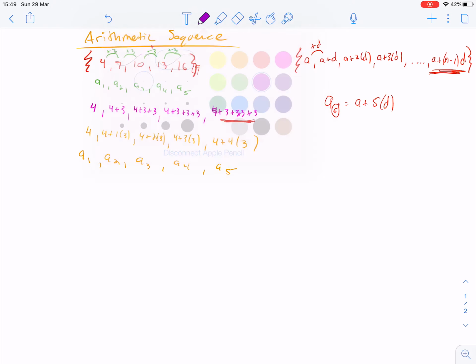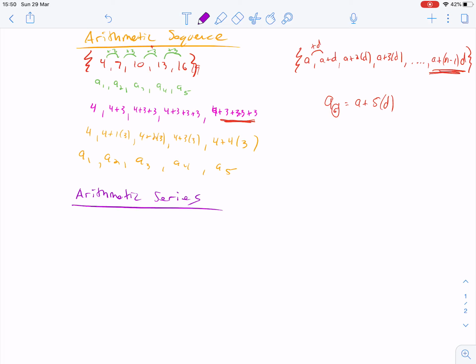So, an arithmetic series. We're going to notate it as S of n, S being series. Basically, an arithmetic series is when we take an arithmetic sequence, whether it's finite or infinite, and we add all the terms together. So let's use our general formula over here.